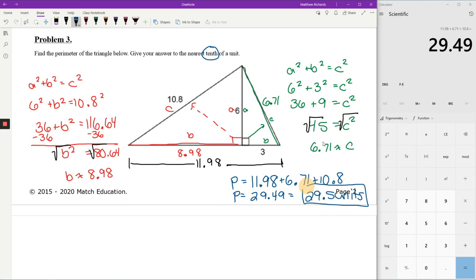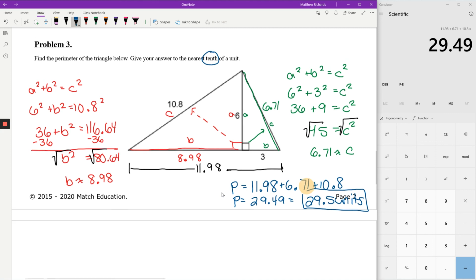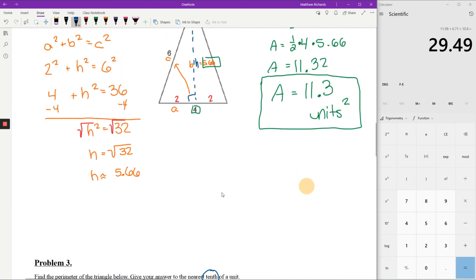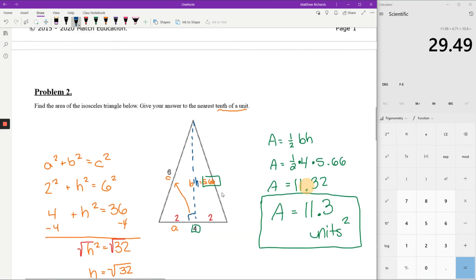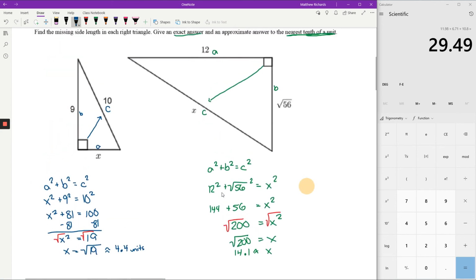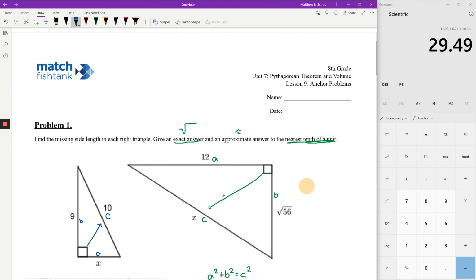So this lesson really is all about being able to use the Pythagorean theorem to solve more questions involving just finding lengths or hypotenuses, as well as finding perimeters and finding areas. And so that is it for this lesson, Unit 7, Lesson 9. Good luck.